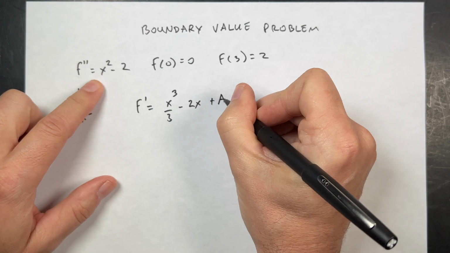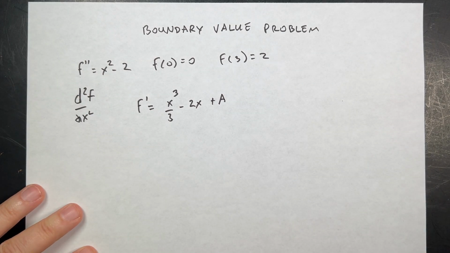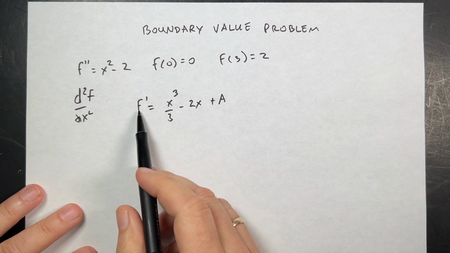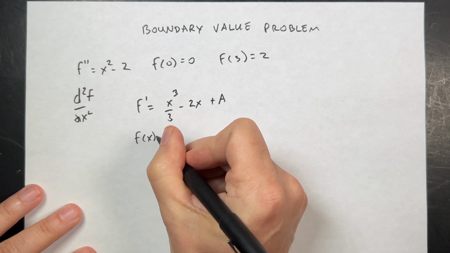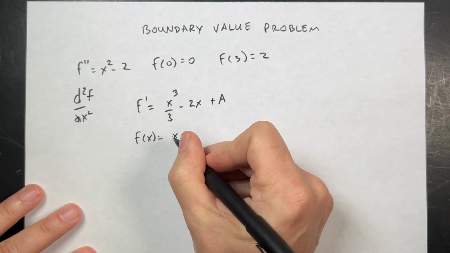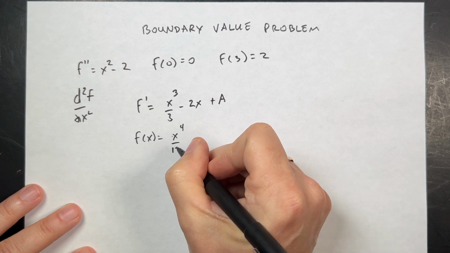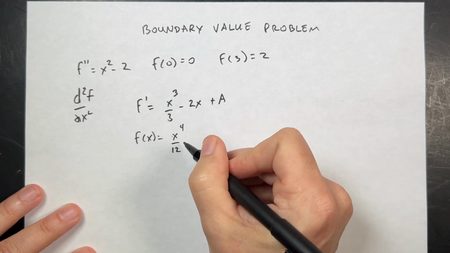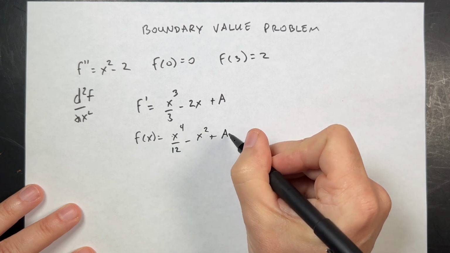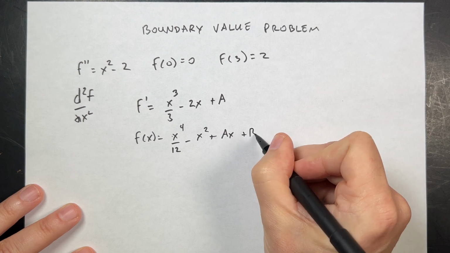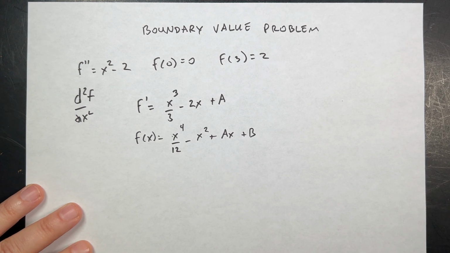But then I have some constant a that I don't know what it is, and we'll find that from the boundary values. Now let's integrate again to find f. So f of x, I integrate this, and I get x to the fourth over 12, because of the power rule, minus x squared plus ax plus b. That wasn't too hard.